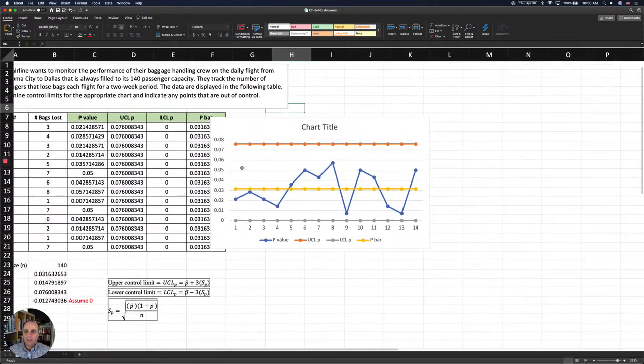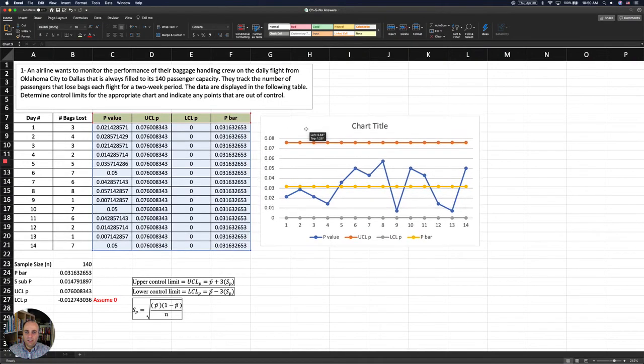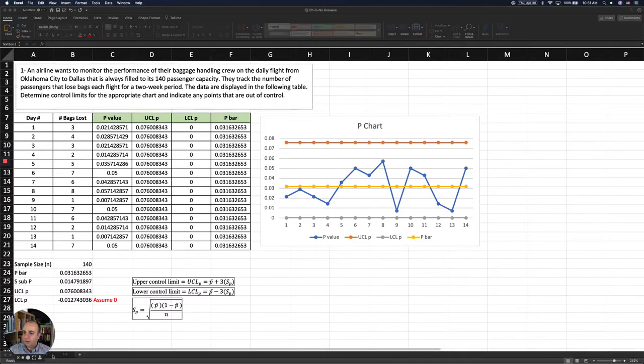So let's take a look here. Let me change the title as well. This is my P chart. You see that this is UCL and LCL, and it seems as if all the values of P on this blue line are under UCL and above LCL. So it seems that everything is in control and we do not have any points that are out of control. Okay, so this basically concludes the first question. Let's move on to the second question, Question 5.2, and let's see if we can go ahead and solve that.